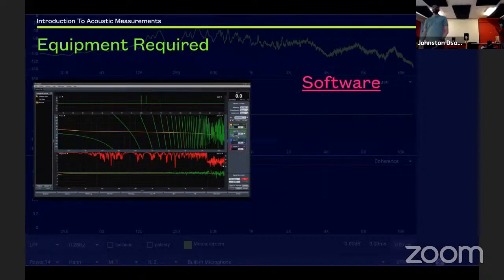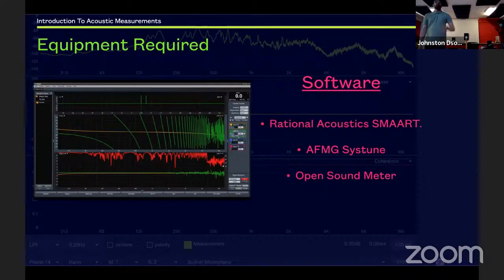You have software like Smart, you have AFMG Systune, you have Open Sound Meter. Today we'll be using Open Sound Meter. Open Sound Meter is basically freeware that is available, so any one of you can download that and at least start taking some readings. Even if you don't have a measurement microphone, it's fine. You can practice taking readings. You don't always require a measurement microphone, but to take very clean and good readings, you'll require one. To start practicing, you won't. Okay? So now I'm going to explain to you how this whole two-channel thing works.